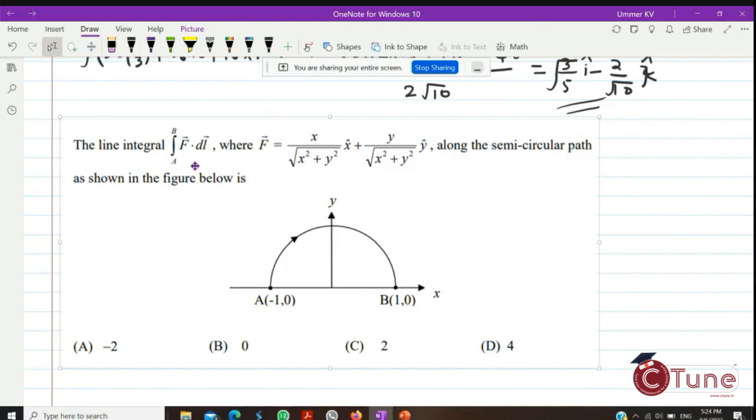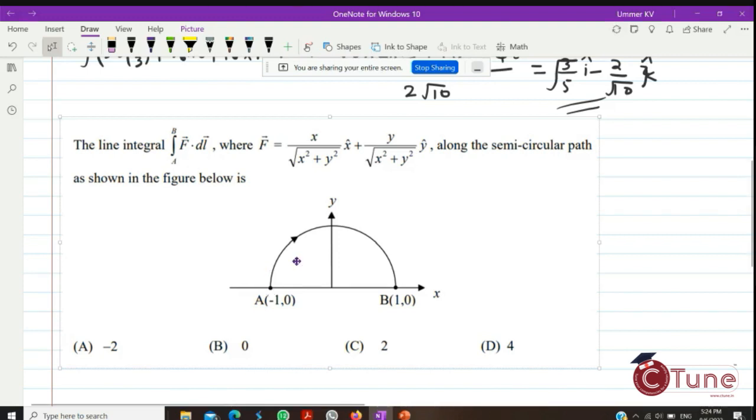The line integral a to b f dot dl, where f equal to x by root x square plus y square x cap plus y by root x square plus y square y cap along the semicircular path as shown in the figure below is.